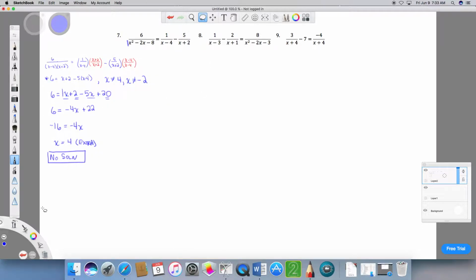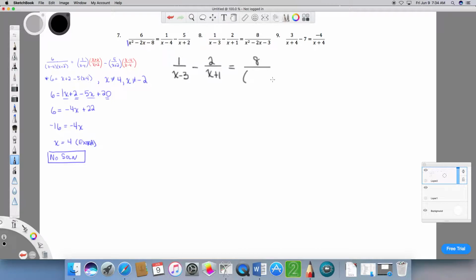If we take a look at number 8, we want to attack it in the same way that we did number 7. We looked at the denominators, and we want these denominators written in factored form. So I can't do anything with the x minus 3 and x plus 1, but on the right-hand side, I can clearly factor this x squared minus 2x minus 3.